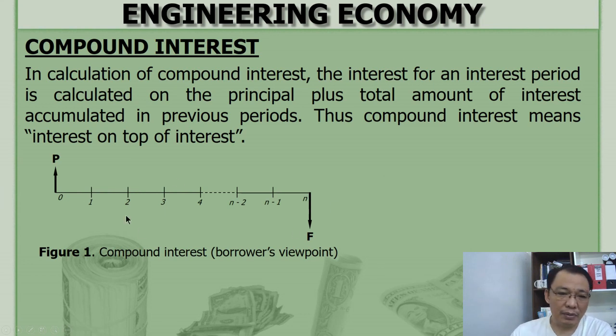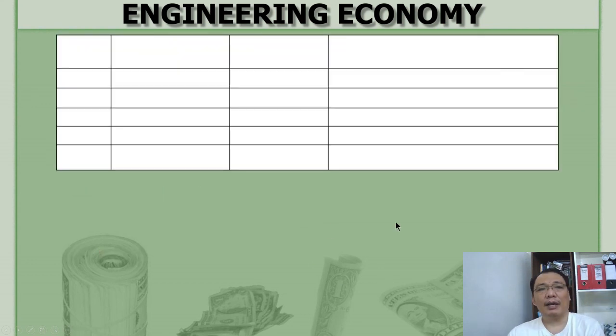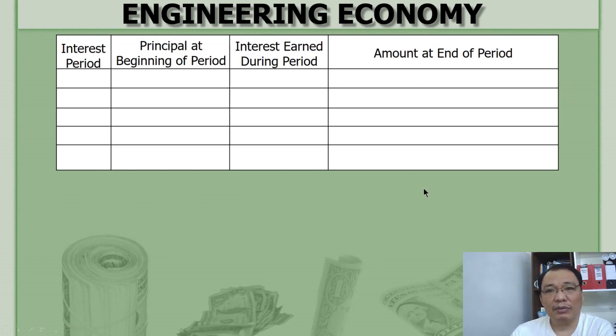again, ang cash flow. Principal is P, F is future value. So kung ikaw nag-borrow, imo ning P, mobayad ka og F after N periods. So let us have this table para ma-illustrate ang idea about compound interest.